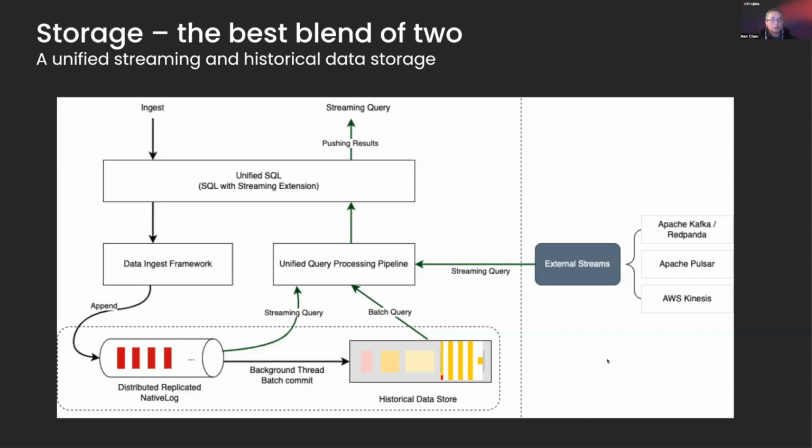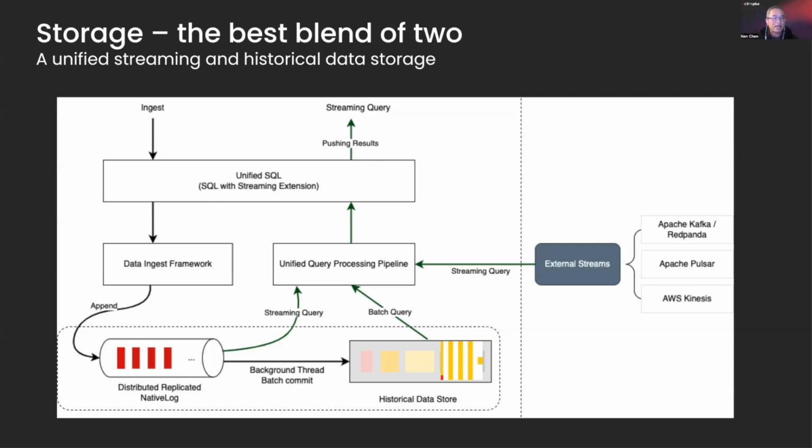So let's take a look at the storage layer. The storage layer is the fundamental enablement layer for efficient and performant query processing, both for streaming and historical analytics. In this diagram, on the left bottom side, you can see this native log. It is a streaming store implementation in Proton. All of the ingested data gets appended to the native log first. And then in the meanwhile, there's a background thread taking the data from the streaming store native log and committing the data in batch to the historical data store.